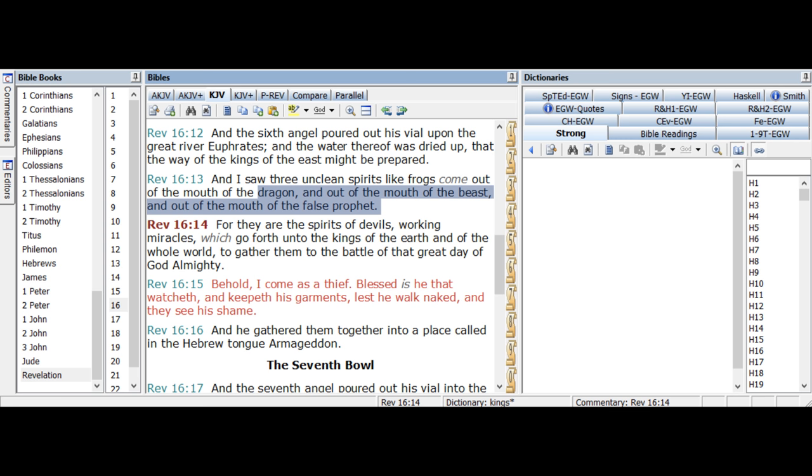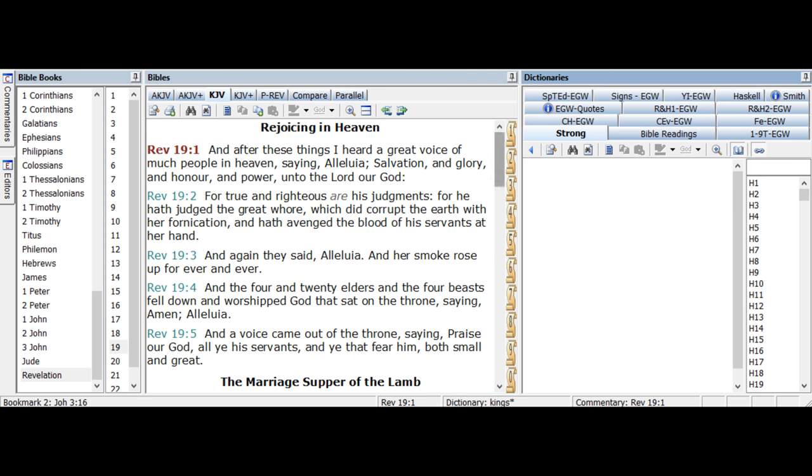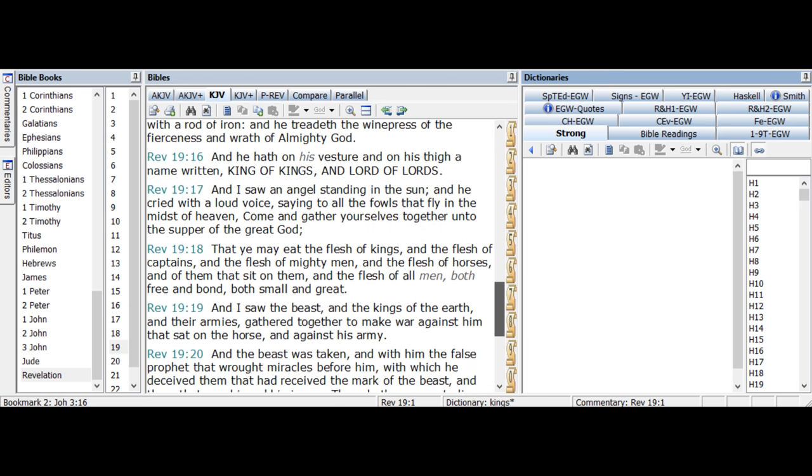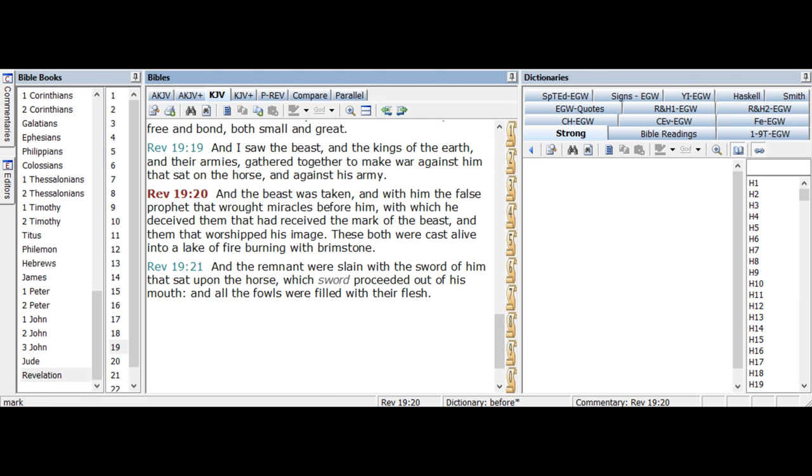Now let's go to Revelation 19 and check this out. It gets even more clear. Revelation 19 and verse 20. Check this out. And the beast was taken, and with him the false prophet that wrought miracles before him. Does that sound familiar? This false prophet that wrought miracles before him. Who is him? The beast.